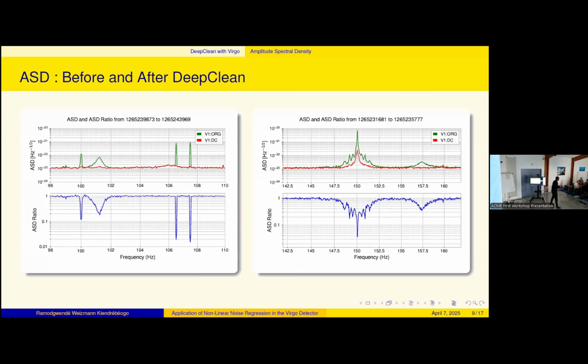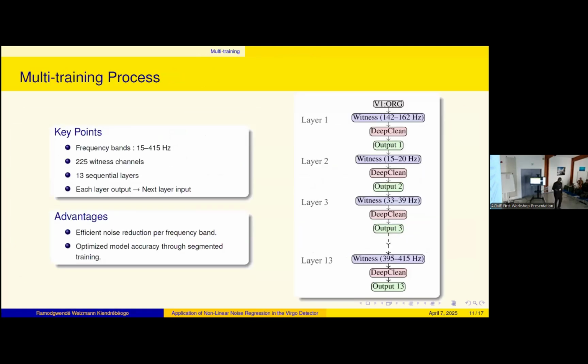Here we target a specific event. For example, for DeepClean, it's really useful to have a smaller frequency band. Otherwise, if we try to train a large frequency band at a time, we will not get a good result. But the problem with the smaller frequency band is that when we look at the detector sensitivity, it doesn't increase the sensitivity.